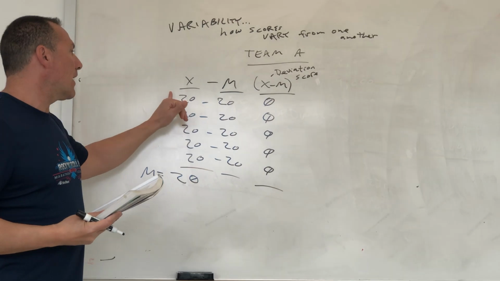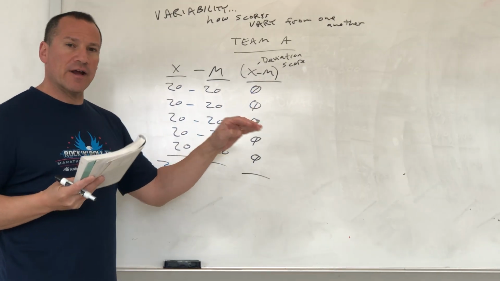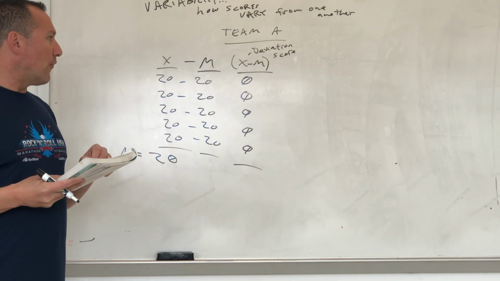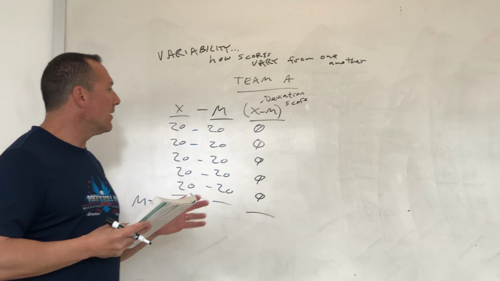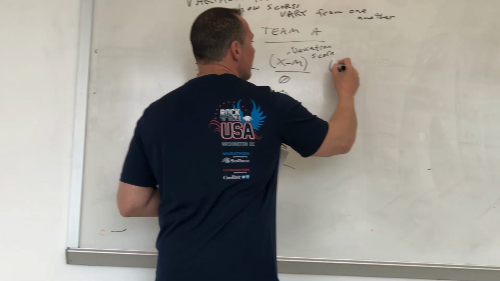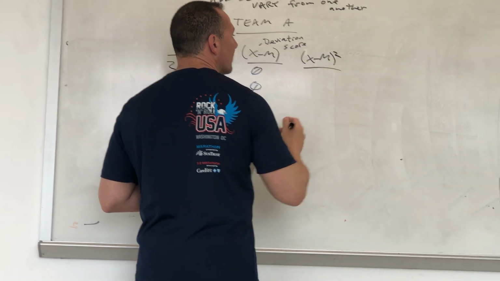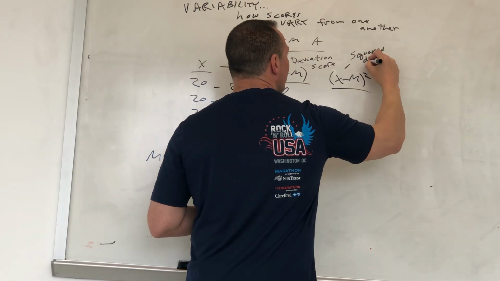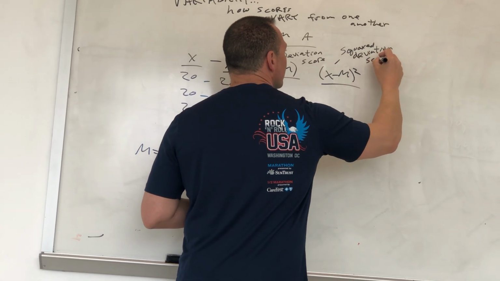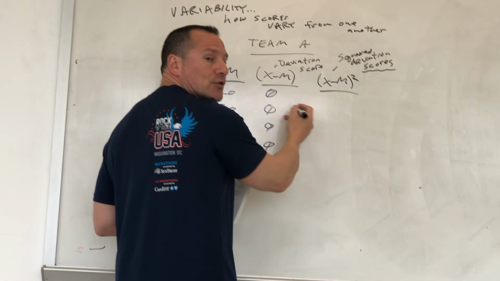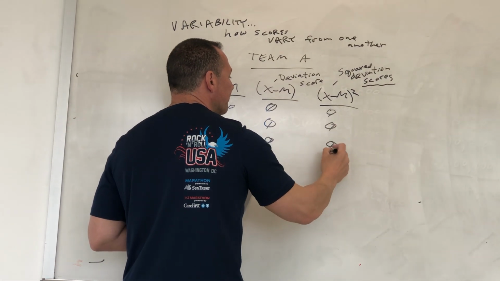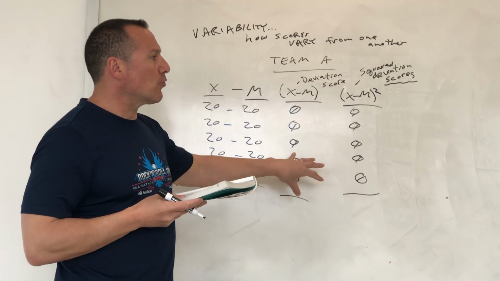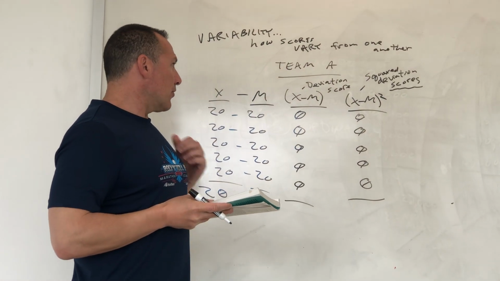Now you remember, these scores vary 0 from one another, so every measure of variability that we come up with should tell us 0 variability. Deviation scores are all 0. For reasons that I'll explain in a little bit, we square these deviation scores. This is really something we're doing simply for the mathematical function. So these are called squared deviation scores. And 0 squared in each case is 0. It'll make more sense why we do that when we get to team B. So those are the squared deviation scores.